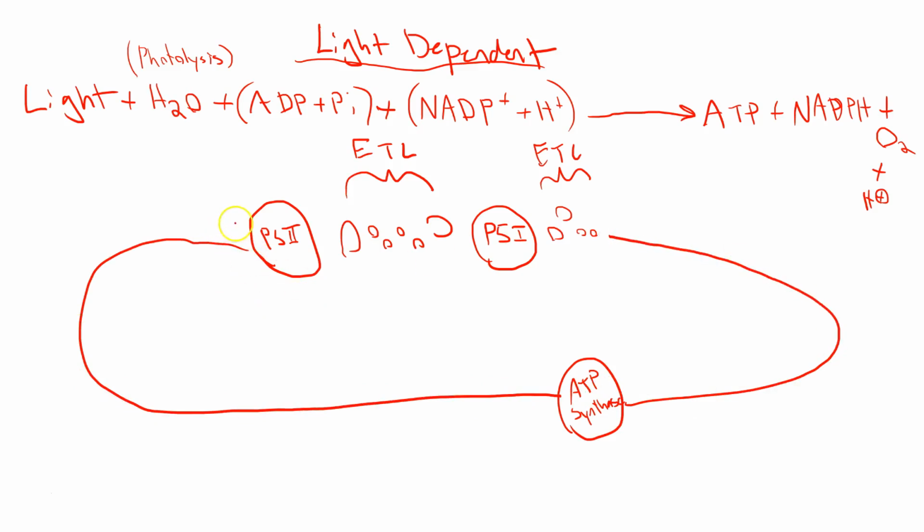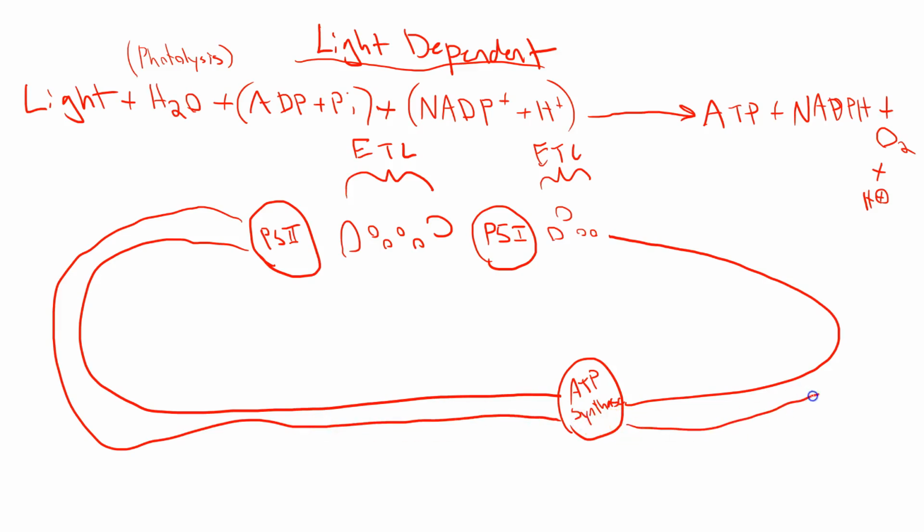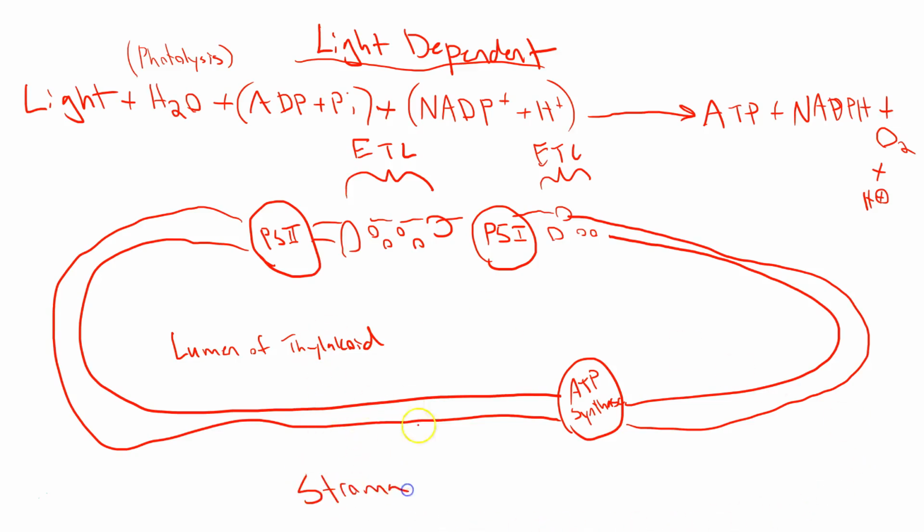So those are those little disc-like structures. So I'm drawing the phospholipid bilayer here that I'm drawing right now. So this would be the lumen of the thylakoid. And then all of this space outside of the thylakoid would be called the stroma. And then all of this stuff is inside of a chloroplast. And keep in mind, there's a whole bunch of these thylakoids inside one chloroplast.